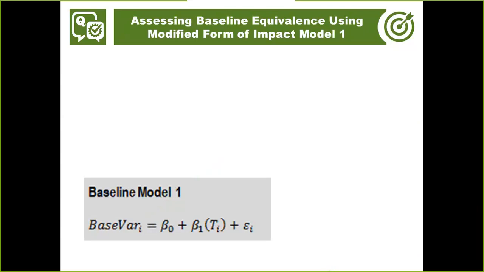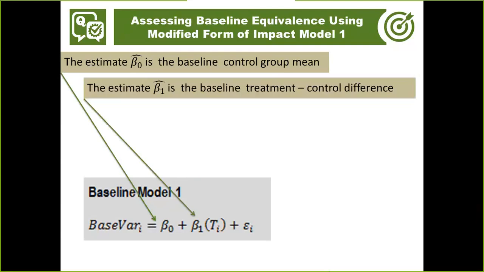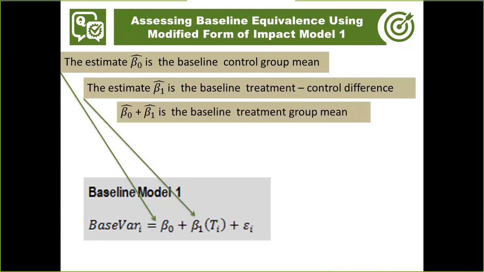When a baseline model is fit to the baseline data, the estimate beta naught hat is the baseline control group mean. The estimate beta hat 1 is the baseline treatment control difference. This is the thing we're trying to estimate here. And beta naught hat plus beta 1 hat is the baseline treatment group mean.